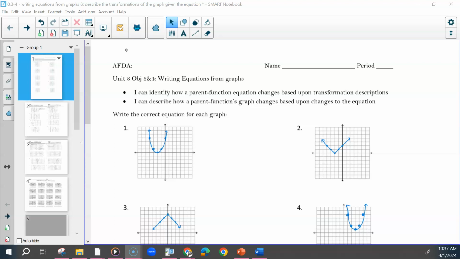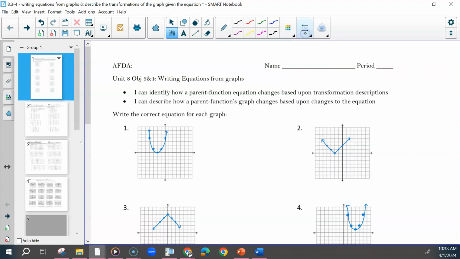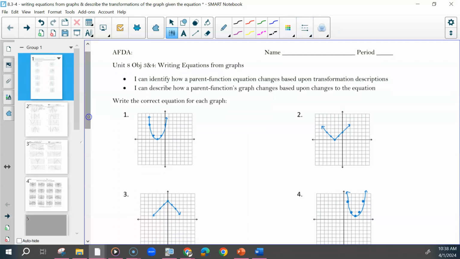But then we also have to remember what the parent function looks like. So there are 2 that we're talking about, the quadratic and the absolute value. And we have to remember where those start. So I'm going to draw one of them. If you have your notes from the last lesson that has all the different transformations, you may want to take that out also, just so you can have something to refer back to.